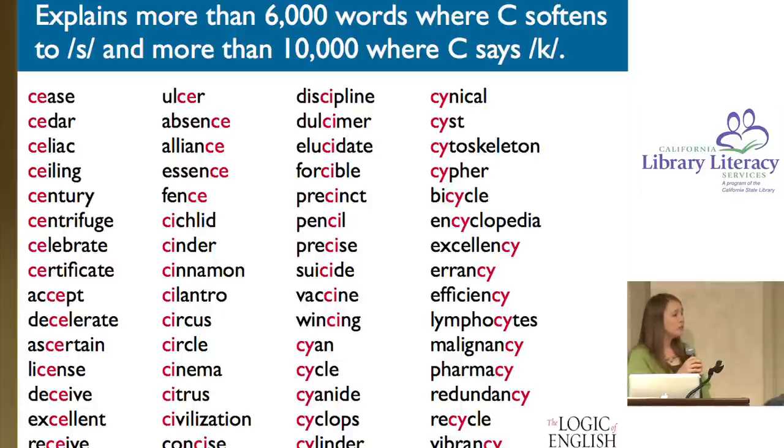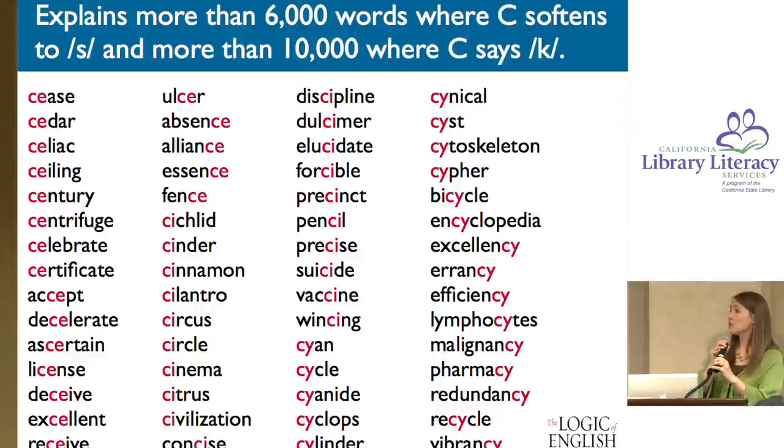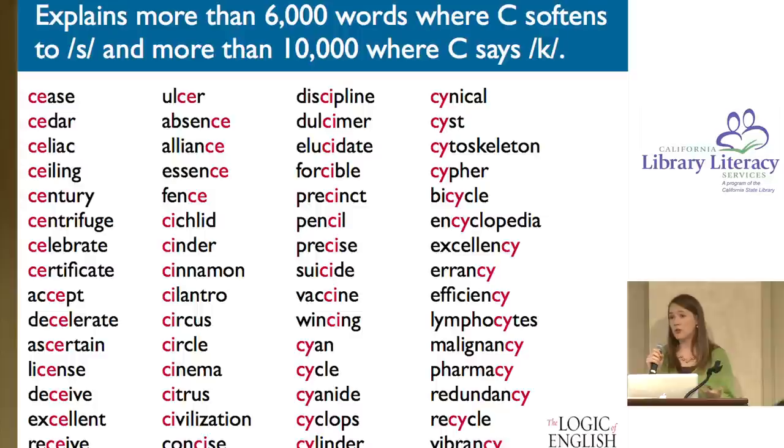This rule explains more than 6,000 words where C softens to s. It explains more than 10,000 words where C says k. And what I want you to notice is many of these words are multisyllable words. And many of these words are content words. In fact, many students who learn to read very easily in the early grades begin to plateau about fourth grade.